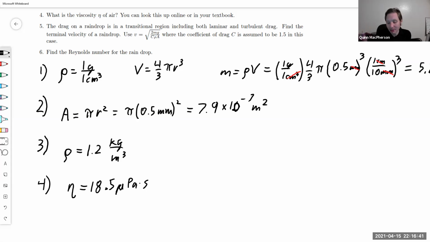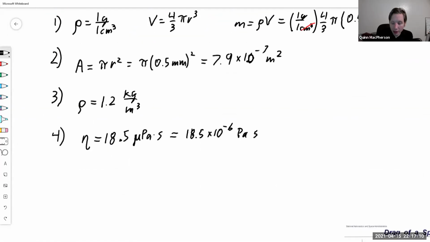This is the normal viscosity, also known as dynamic viscosity. This is the one you want, and it's 18.5 micropascal seconds. We can also write that as 18.5 times 10 to the minus 6 Pascal seconds. So that's the viscosity of air. And it's the viscosity of the air that matters for drag, because as the raindrop falls, it has to push air out of the way. It experiences drag as it goes through air.